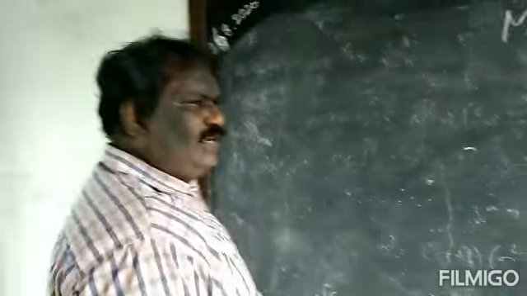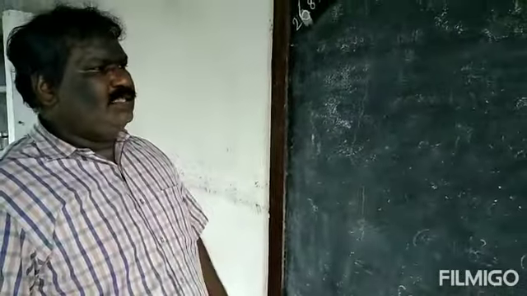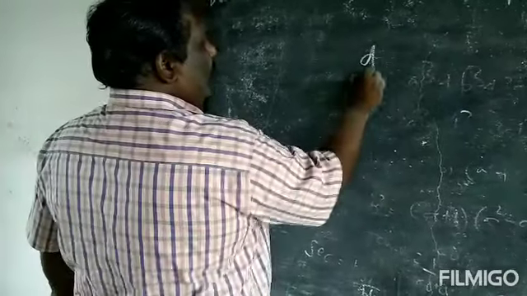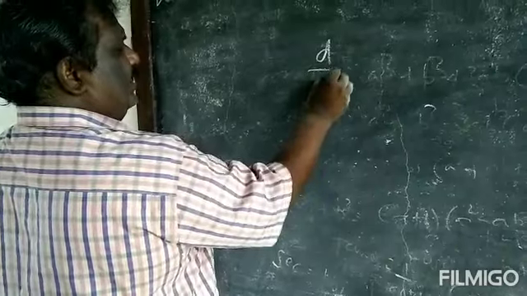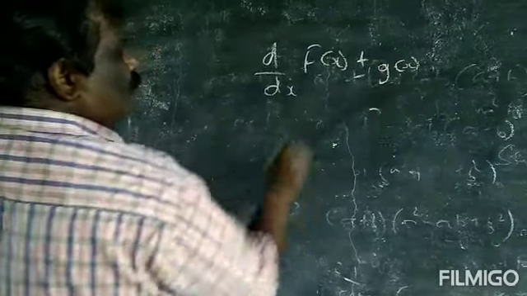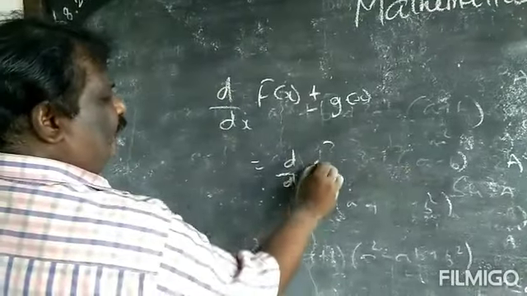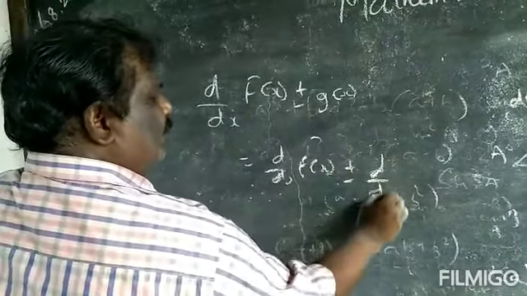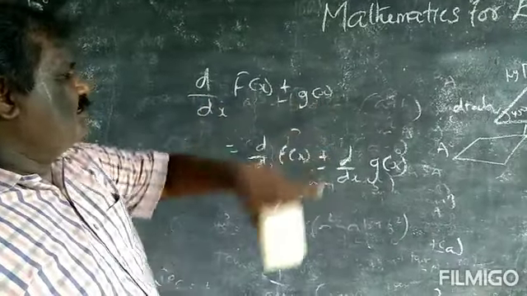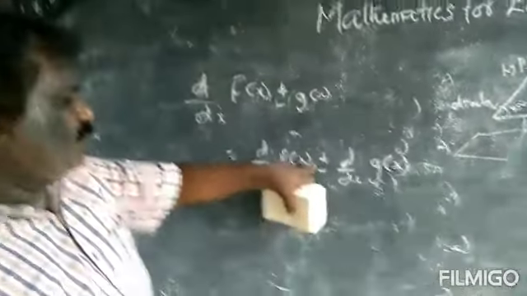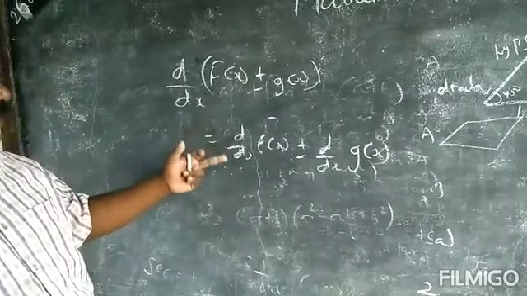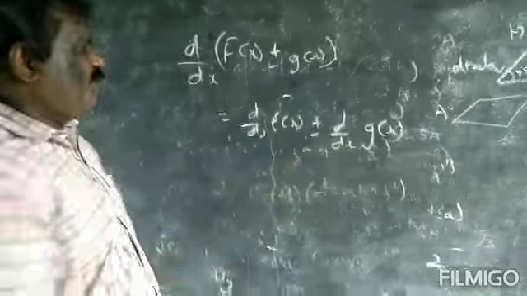Now, as far as differential equations are concerned, d/dx of [f(x) ± g(x)] is equal to d/dx of f(x) ± d/dx of g(x).